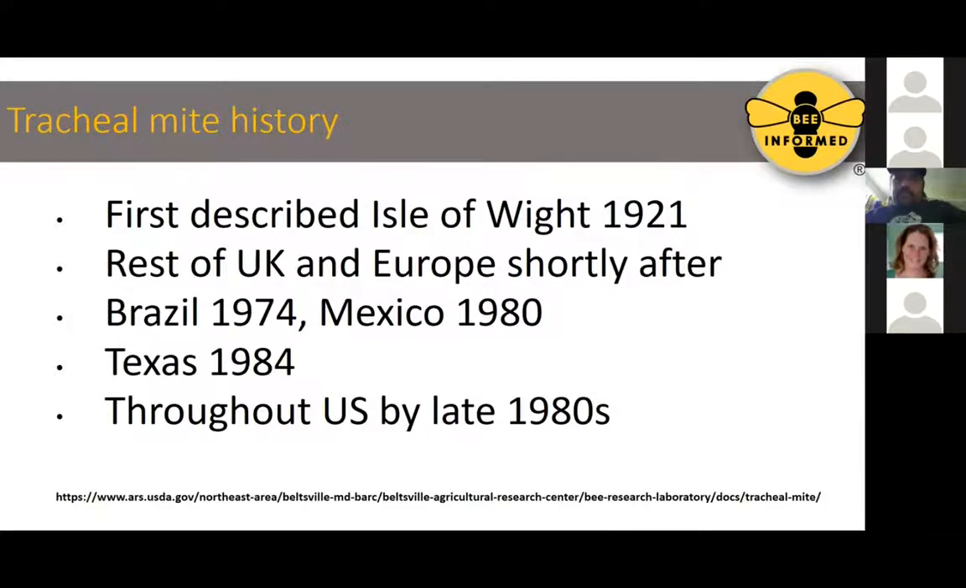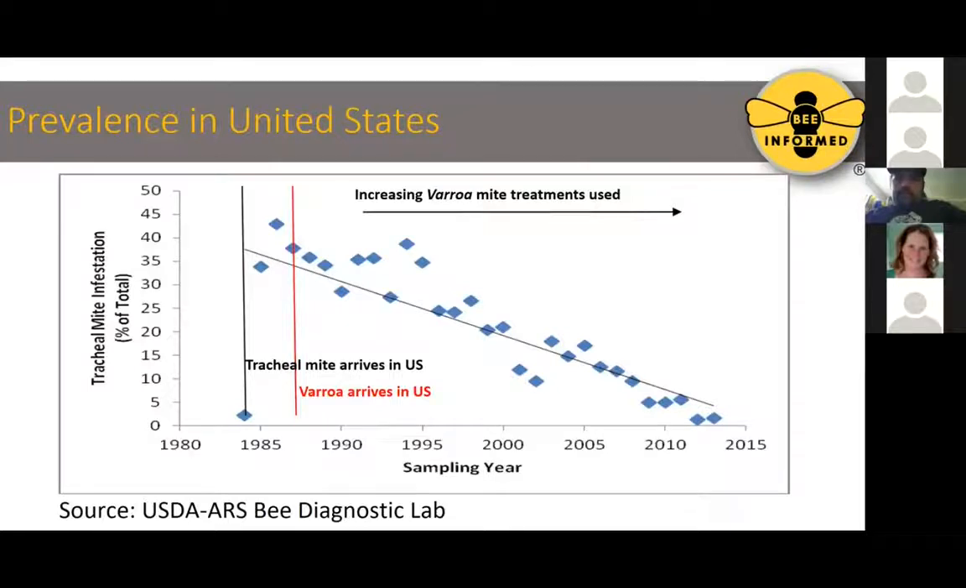So this next slide shows us what happened. This is from the USDA Bee Diagnostic Lab, and these blue dots represent each year the percentage of samples that were infested with tracheal mites. We see this black line here, 1984, when they first arrived in the United States. It's very low, it's pretty rare, but immediately the next year we're up in the 35% range, and that number stays pretty steady, with 35 to 40% of samples analyzed having tracheal mites for about a decade, from the mid 80s into the mid 90s.